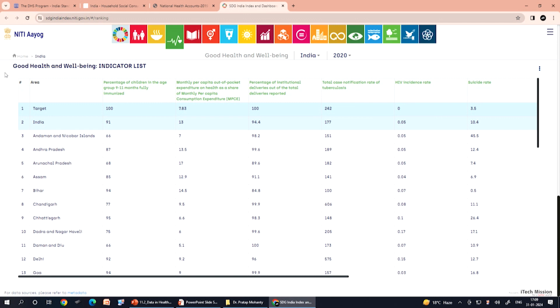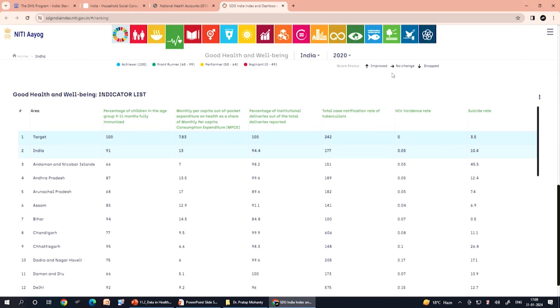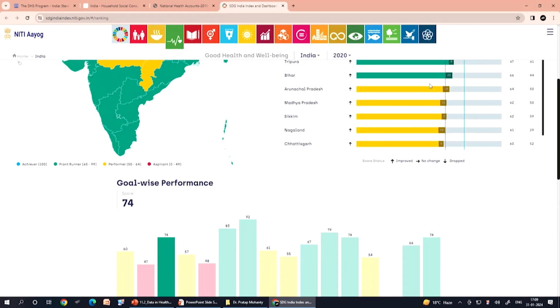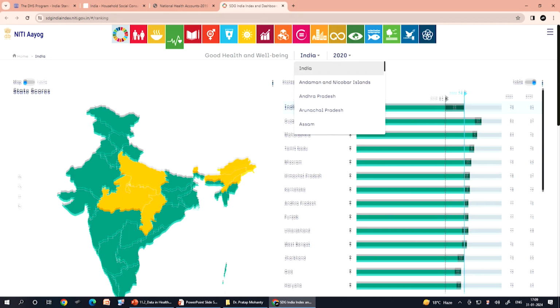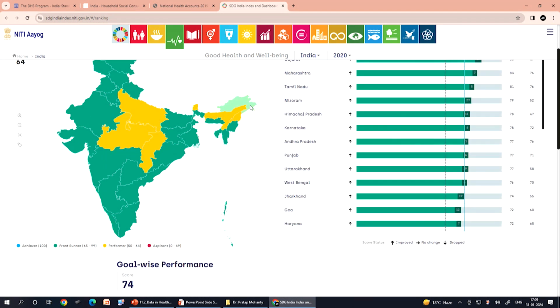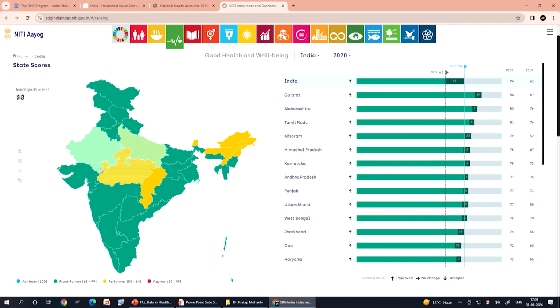It gives you a selection of the state if you want to focus on field observations from a state or from a district, but at least the state indicators are clearly available here. You can filter the state and cite this website. For example, so far as good health and well-being is concerned, as per the latest figures, the states are here. You can just have a look, and from the figure itself, performer states are in yellow, whereas the front runner states are in green color. This is state level information.